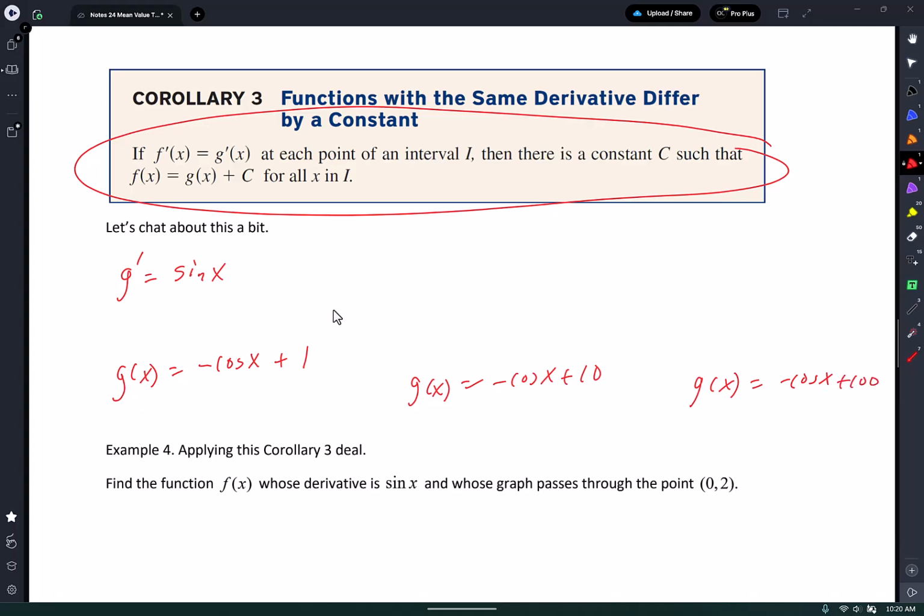Okay. I don't understand. Notice how I have negative cosine x plus 1, negative cosine x plus 10, negative cosine x plus 100. When I take the derivative of negative cosine x, you do get sine x, right? And notice the antiderivative of all of these just differ by a what? By a constant. And that's what they're saying here. Then there is a constant c such that blah, blah, blah for all x on that interval, where they all differ just by a constant. That's all it is. And if they give you a scenario or an initial condition, it doesn't have to be initial. That's just a word. They can just give you any condition. We can find that c value.